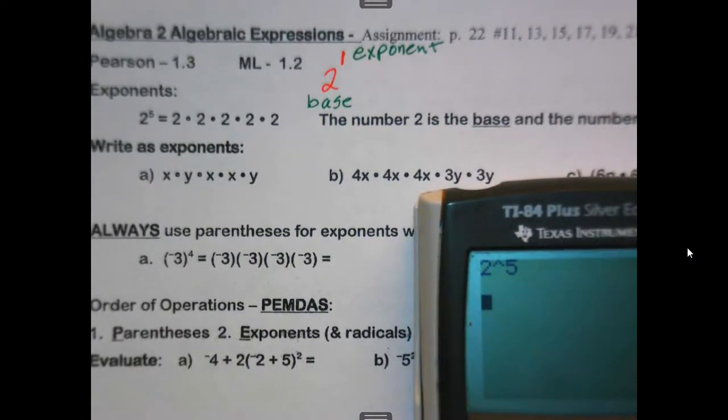Now, in Algebra 1, you had to multiply it out, right? The teacher wanted the number 32 there. In Algebra 2, we're past that concept. So if you leave the answer as 2 to the 5th, you're not going to get it wrong, unless the problem calls for a full evaluation or a full solve. Then you're going to have to multiply it out.